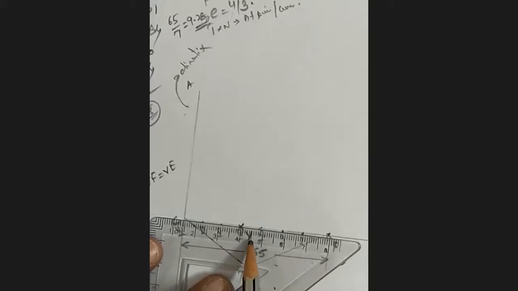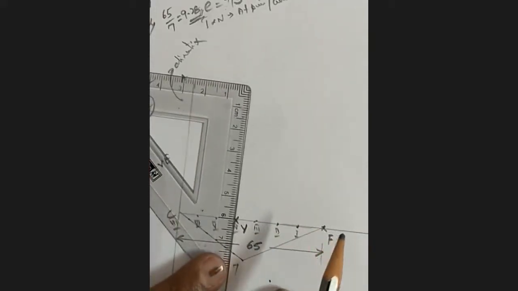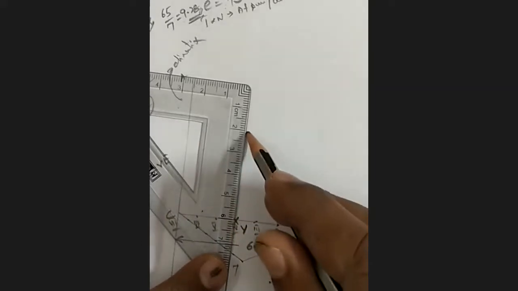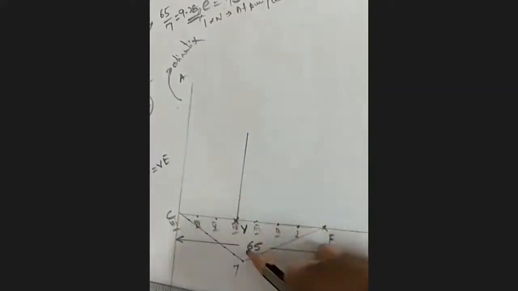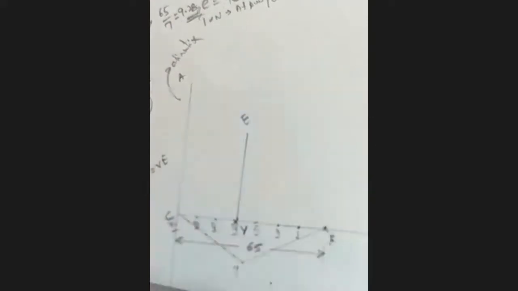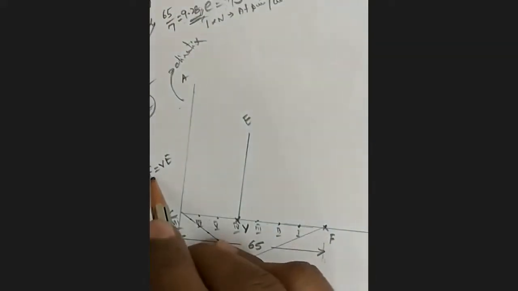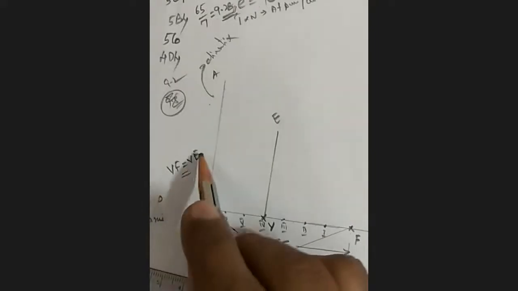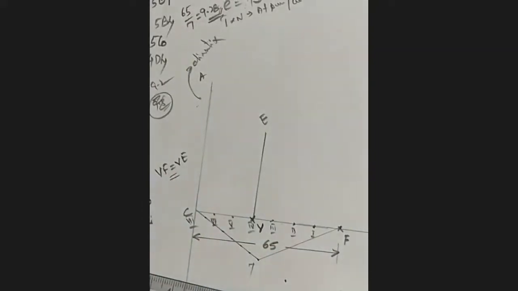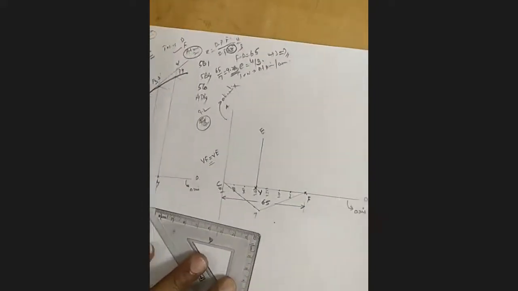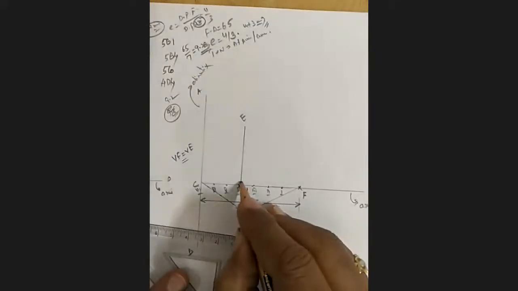Already we know the VF value. Yes, if you want, you can measure now how much it is. See, 10, 20, 30, 40, almost 39. Draw VF perpendicularly, 39. Draw perpendicularly 39 in such a way that VF is equal to VE, compulsory. This is the perpendicular.